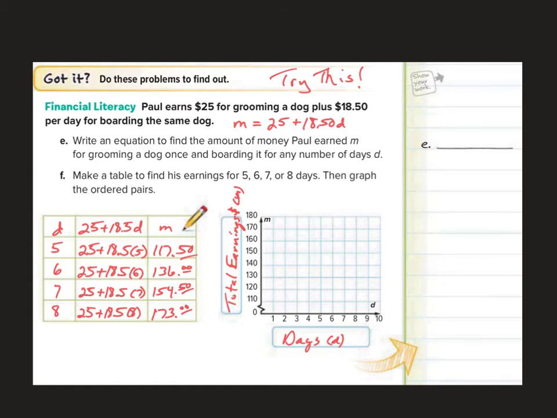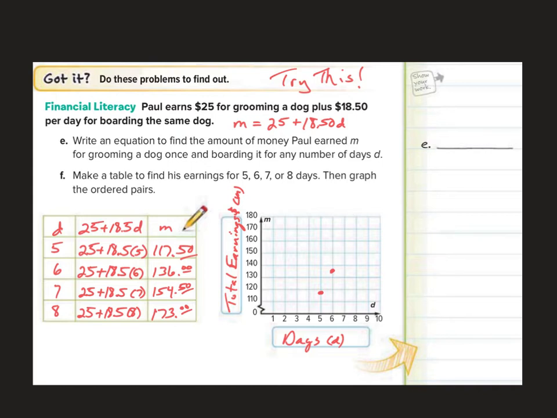First of all, we're starting at 5 on the x-axis, and we've got some values that don't land exactly on an intersection of lines. So we'll have to kind of estimate. So at 5 days, we're at 117.50. So that would be just below 120. At 6 days, we're at 136. So I would say that's just a little above halfway between 130 and 140.